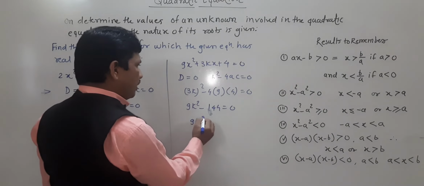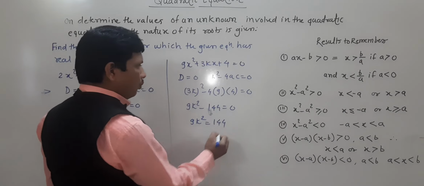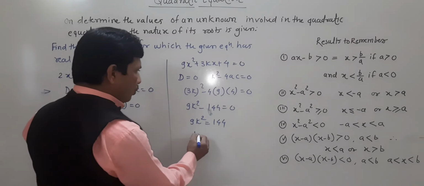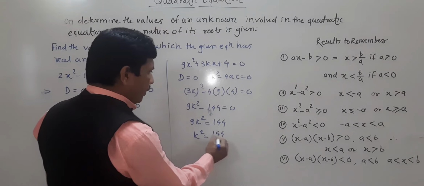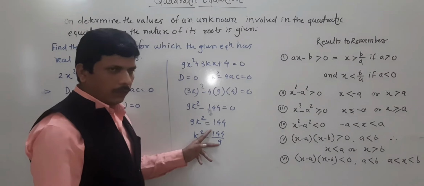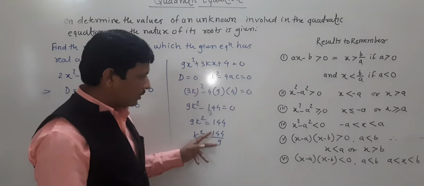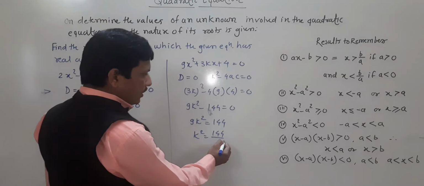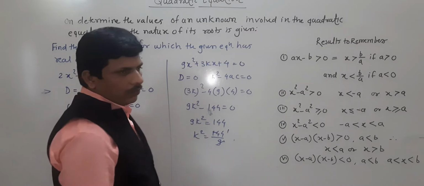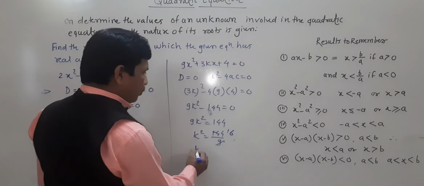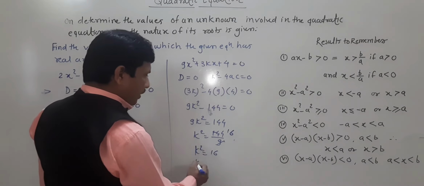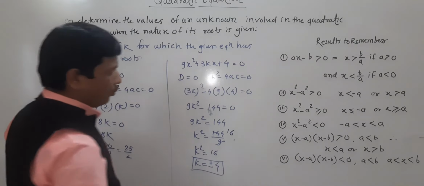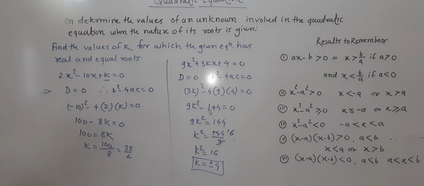So 9k square is equal to plus 144. Minus 144 will be in RHS plus 144. So k square is equal to 144 divided by 9. Both are perfect squares, so you can do it that way also. Means you can take 12 by 3 plus minus, or you can divide here: 9 ones are 9, the remainder 54, 9 6s are 54. So k square is equal to 16. So k is equal to plus minus 4. The value of k is plus minus 4. Okay.